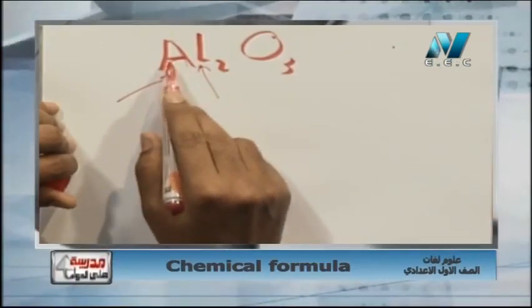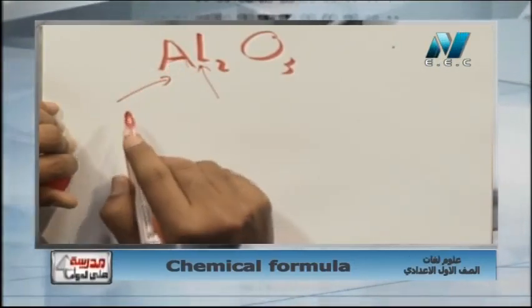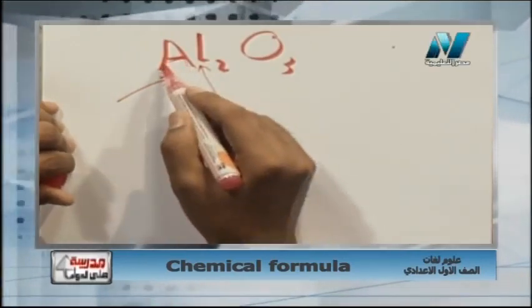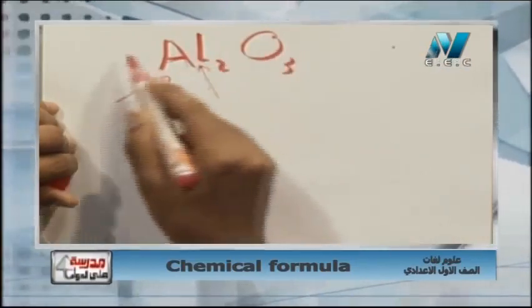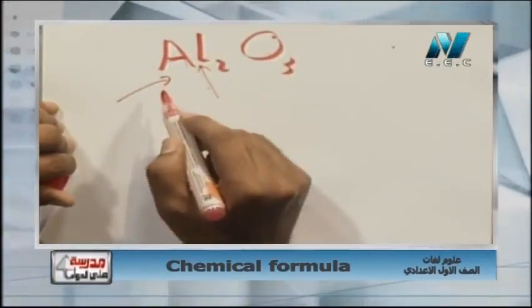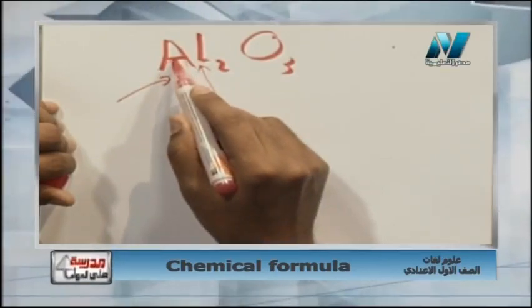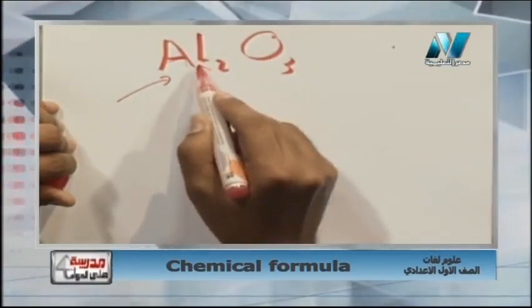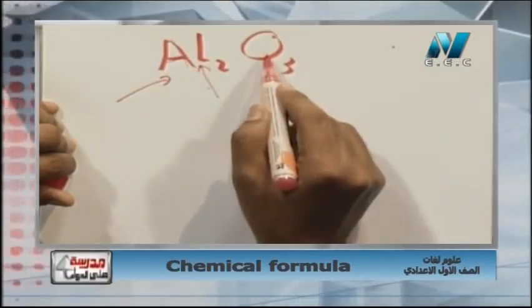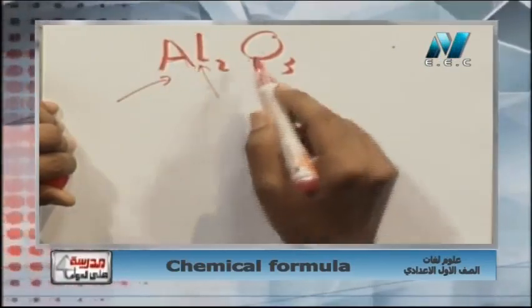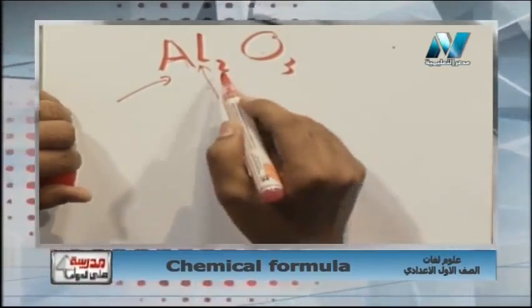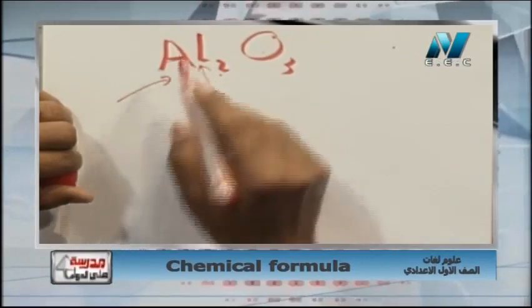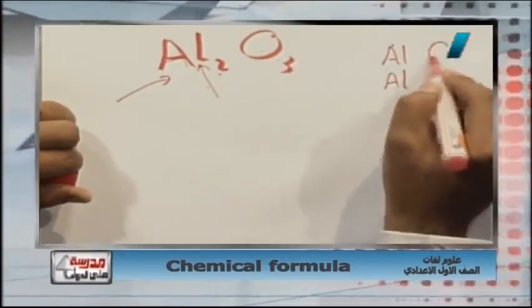If these two letters are the symbol of one element, I must write the first one in capital letter and the second small. Now they are two elements. How can I know? Because there are just two capital letters. A is a capital letter here, O is a capital letter, so Al is one element, O is another element. Okay. Number two. 2 here is for aluminium, Al. 3 here is for oxygen.